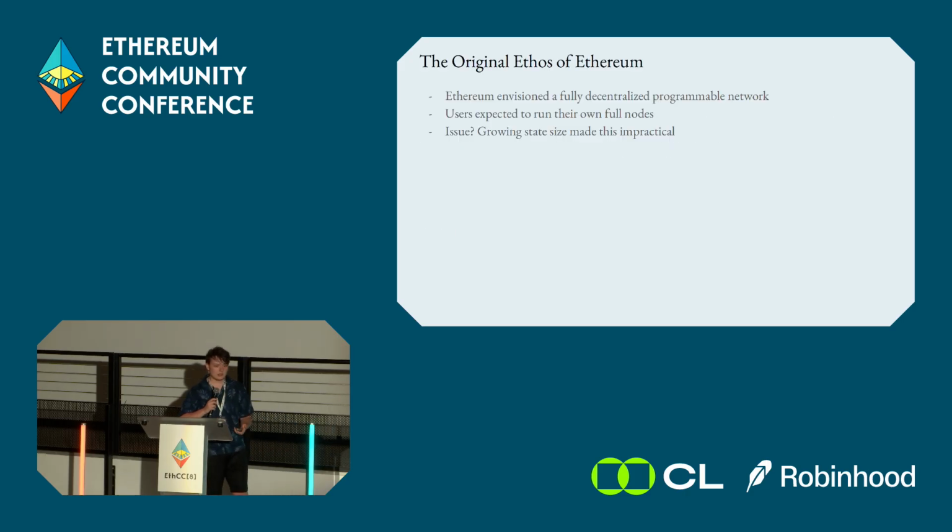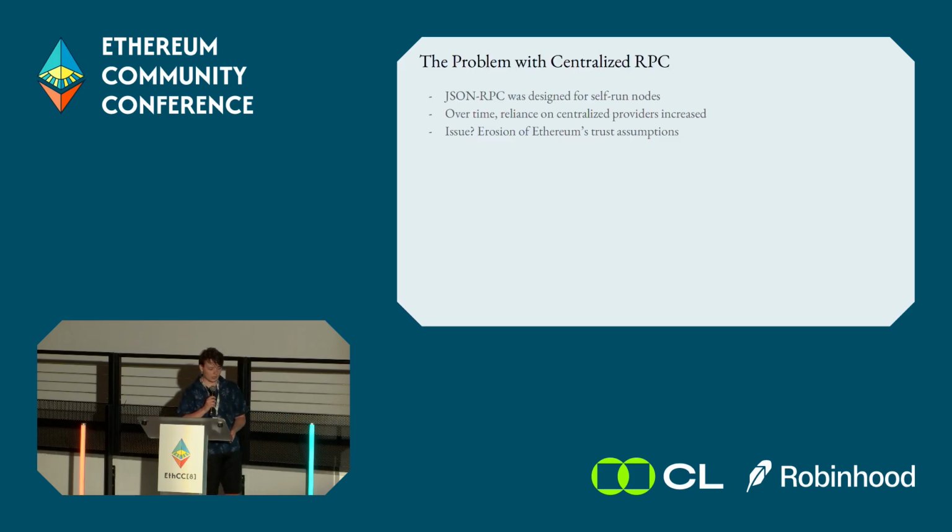So I guess the original ethos of Ethereum was you basically had a fully decentralized programmable network where Bitcoin had very limited scripting ability. Ethereum, you actually had something functional and you could use. Originally, users were all expected that they would all run their own full nodes, but over time, that expectation kind of broke down just because the burden to running full nodes grew bigger every year, due mostly to the state and history. So the problem that spawned from that was centralized endpoints.